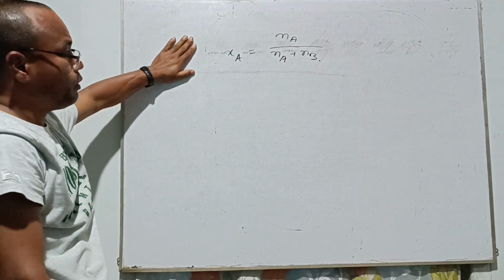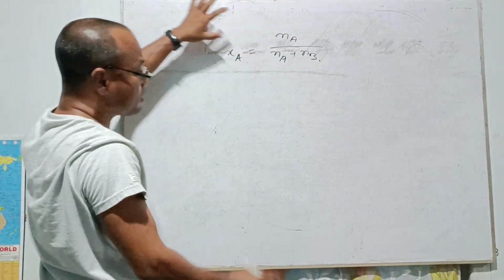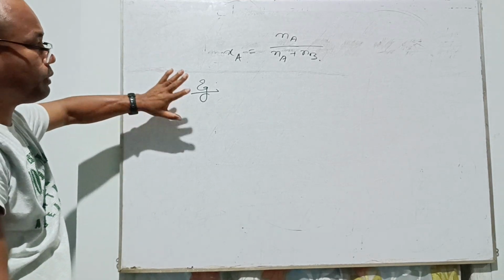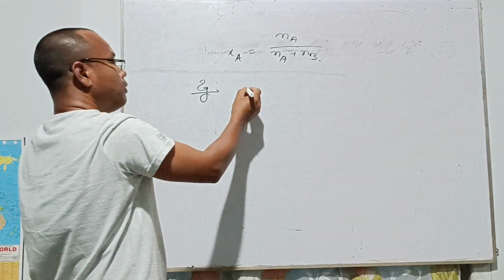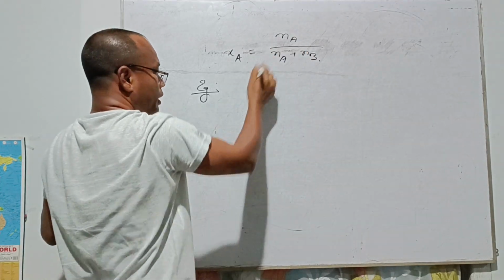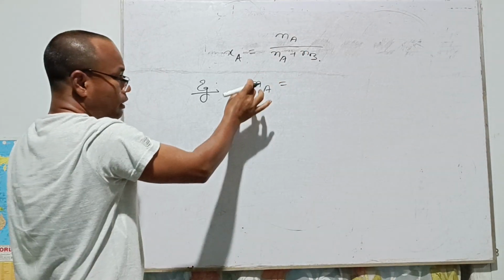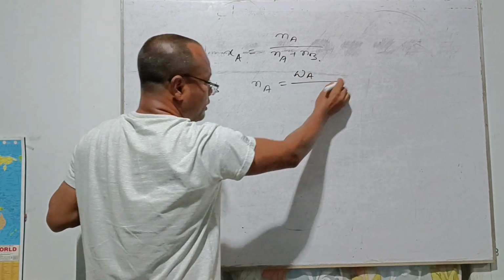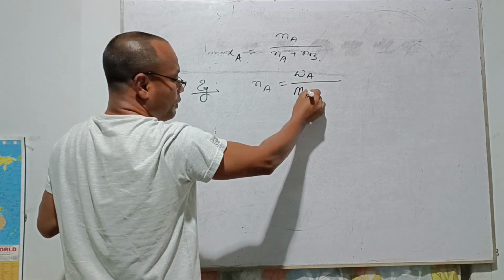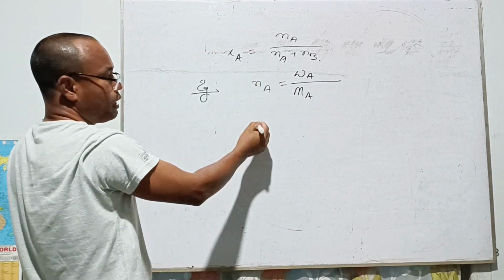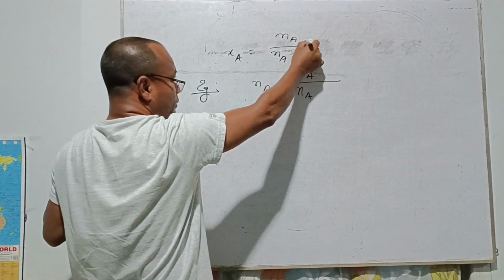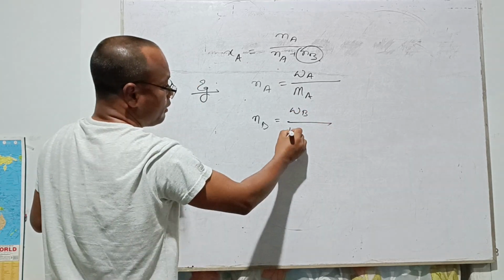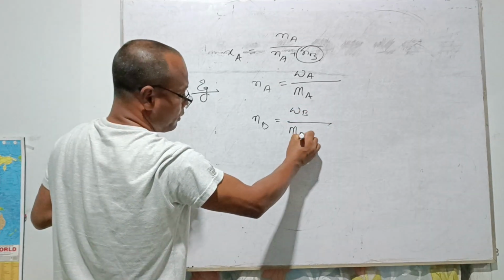Now suppose I take a very simple example. What is the number of moles Na? How do we calculate Na? If you know the mass of component A, Wa, divided by the molecular mass of component A. This was the formula we used last time. Similarly, to calculate the number of moles of B, the weight of B is given, divided by the molar mass of component B.